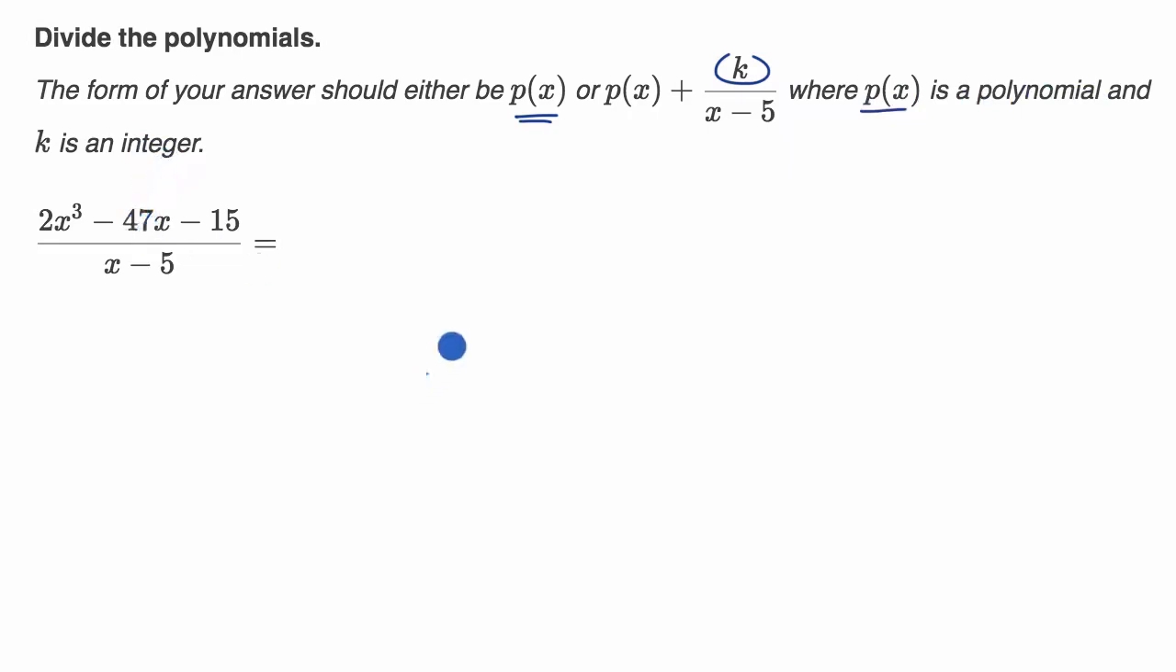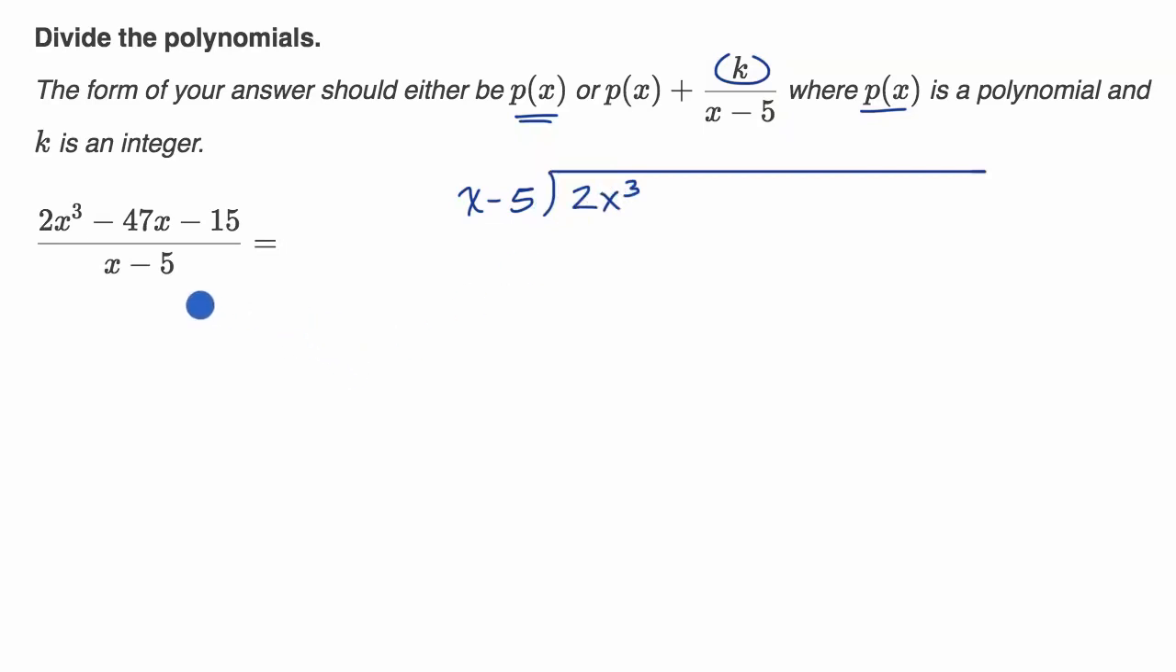And if you were doing this on Khan Academy, there's a little bit of an input box here where you'd have to type in the answer. But let's just do it on paper for now. All right, so we're trying to figure out what x minus 5 divided into 2x to the third power.